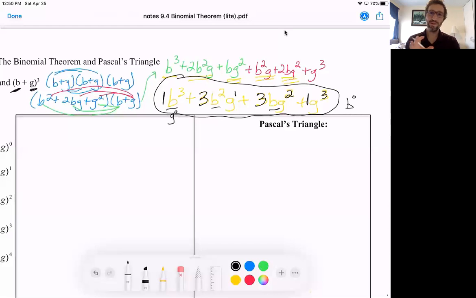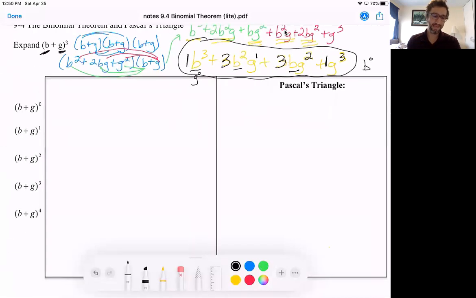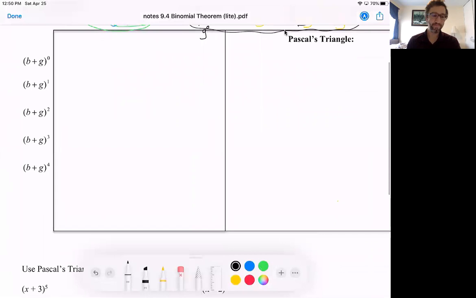So before we continue, I just want to show you this pattern in this section of the notes right here. So if we have b plus g raised to the 0, that would be just 1. Any quantity raised to the 0 is defined to be 1. We'll put 1. And I'm putting it kind of in the middle of the page like that, just so you can see this pattern that's going to develop. And now b plus g to the first. Well, that would be 1b plus 1g.